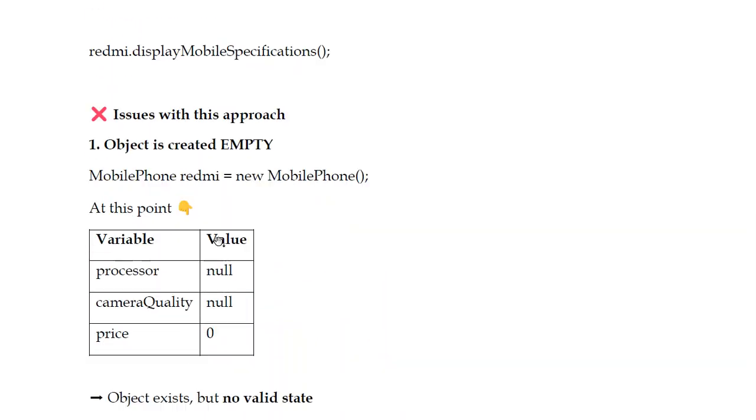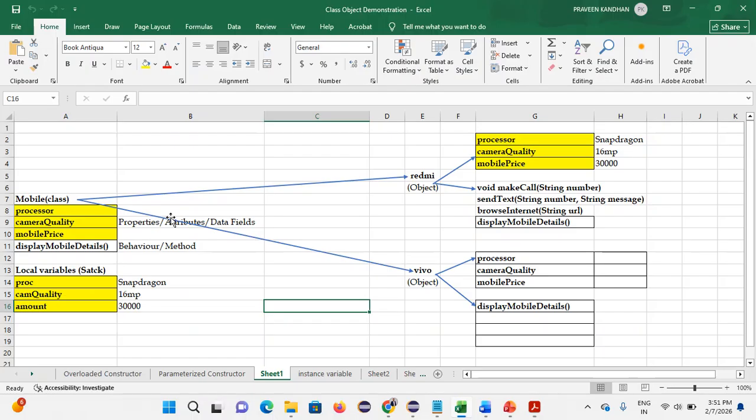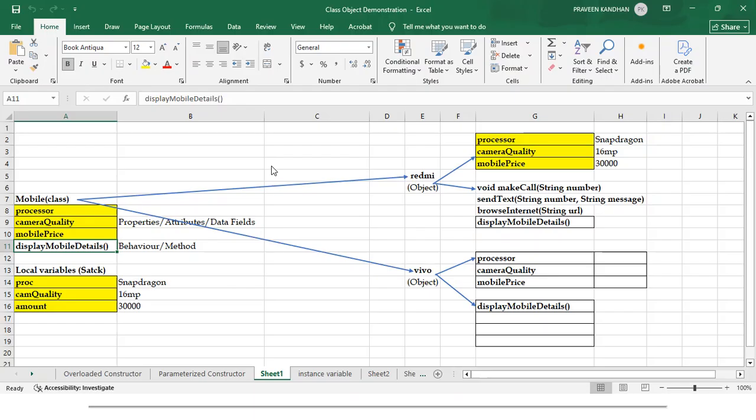What will happen is that initially it will set the default values at the time of object creation, equal to new mobile phone. At that time, instance variables, that is data members, are initialized by default. For example, these fields are present in the class area as data members. So while you're creating the object with the help of the new keyword, new mobile phone, it'll get the memory.